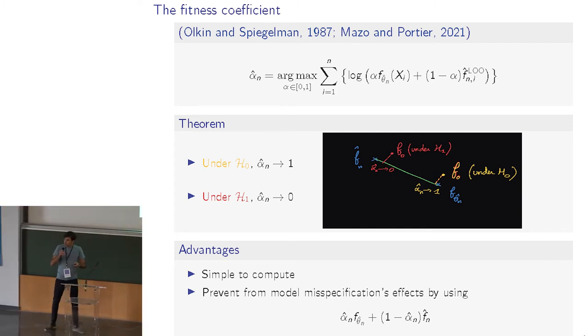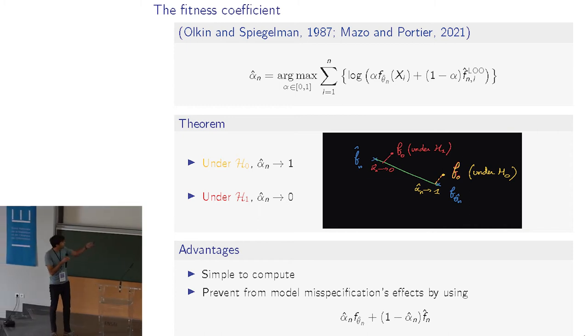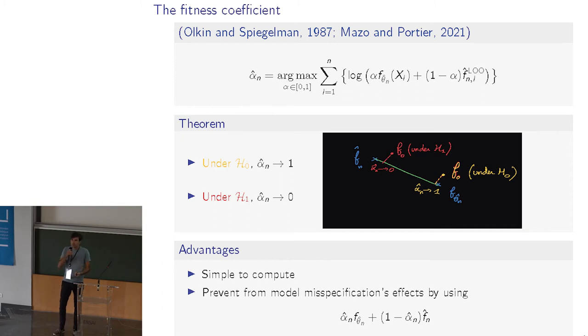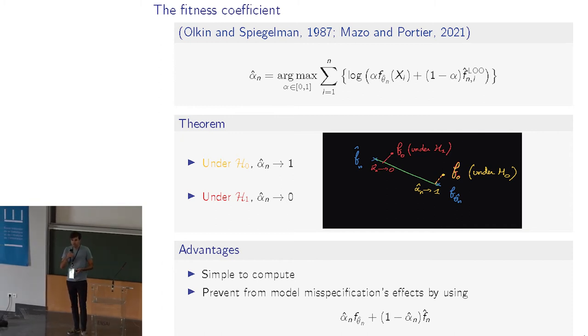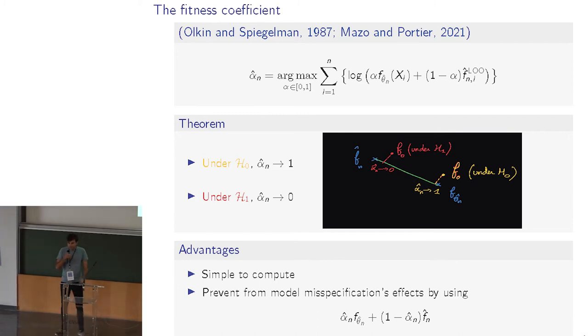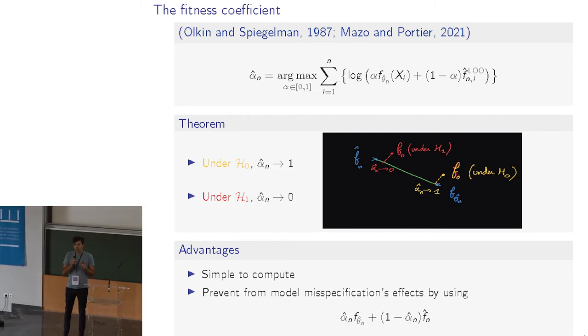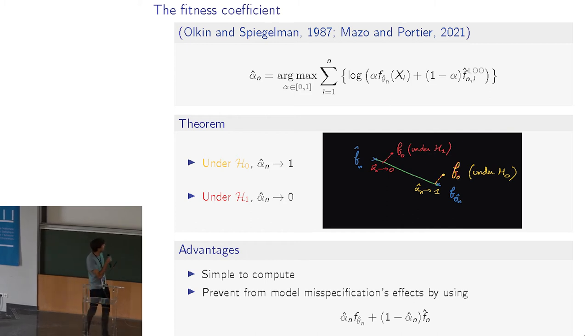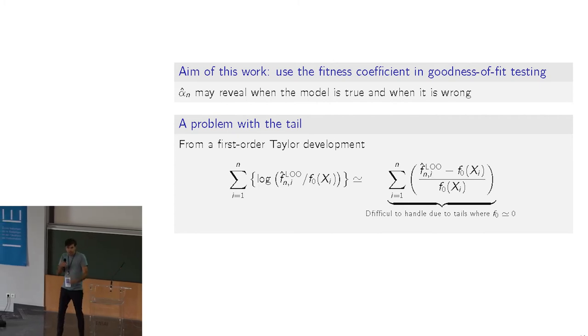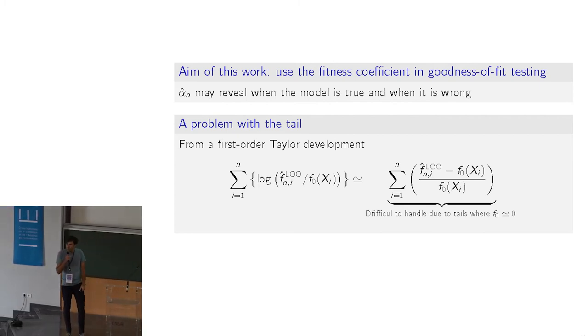Today, we want to go further, and we want to use this dichotomic behavior in order to test if the model is correct or not. So this means that we are first looking at the null hypothesis, and we are looking at the rate of convergence of alpha to 1. So this is our first job here. And let me start with a problem that is directly encountered when you try to do so.